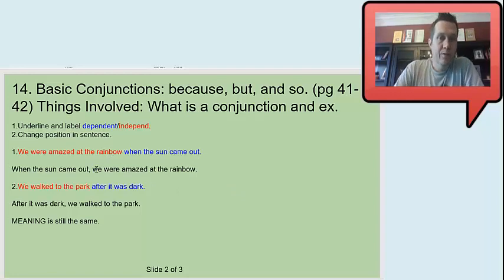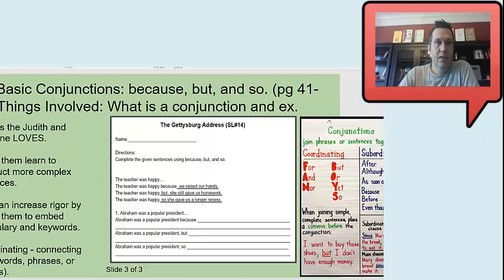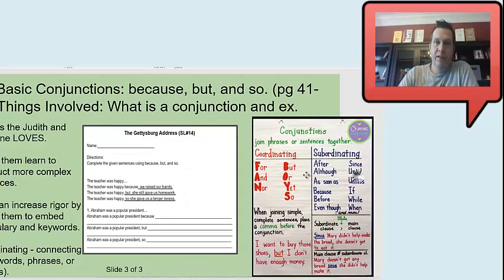We were amazed at the rainbow when the sun came out. This can be rearranged without losing meaning. We could say, when the sun came out, we were amazed at the rainbow. And then so on and so forth. You can see the next sentence there. So feel free to pause the video and look at that a little bit more if you'd like. You can see though that the meaning is the same in those examples. So extremely important that we're helping kids understand that.